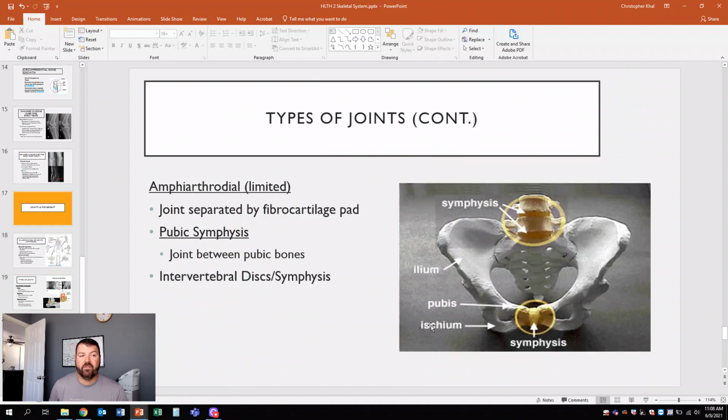Next one, we have amphiarthrodal, which is some limited motion that occurs. For example, we have the pubic symphysis, which is down here in the middle of the hips. And then we have your intervertebral disc, or that symphysis in between the vertebrae, where there's not a lot of motion. A little bit does occur, like a rocking back and forth, a little bit of rotation, but not a lot. So those are the major amphiarthrodal joints.